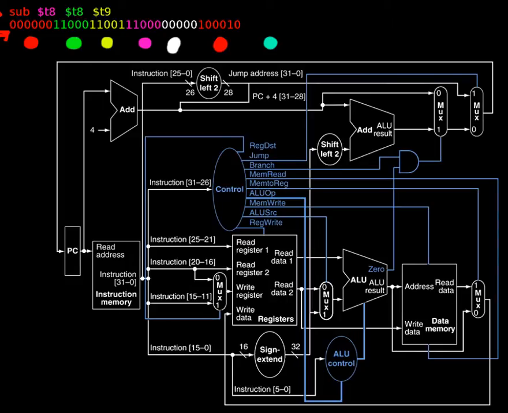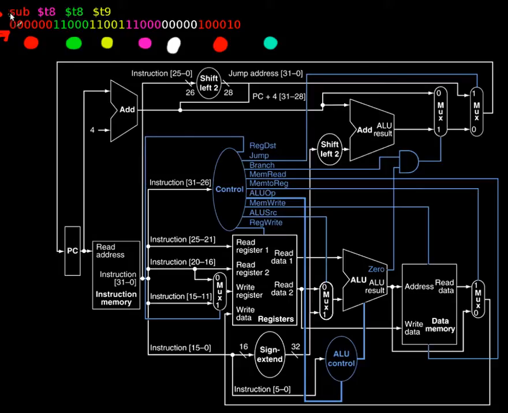I have the corresponding bits color-coded with what part of the instruction it applies to. So these yellow bits here, 11001, correspond to this $t9 register right here. This 11000 corresponds to this $t8 register over here, both of them in green. And this pink 11000 corresponds to this $t8 register over here in purple.